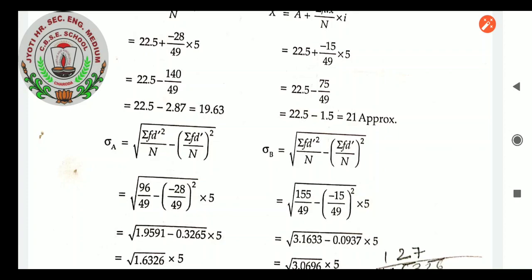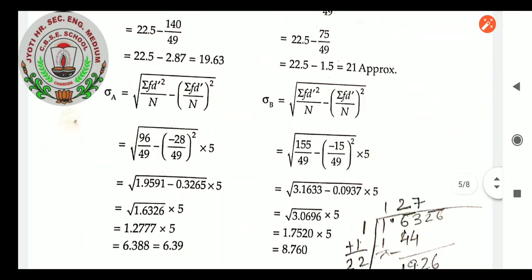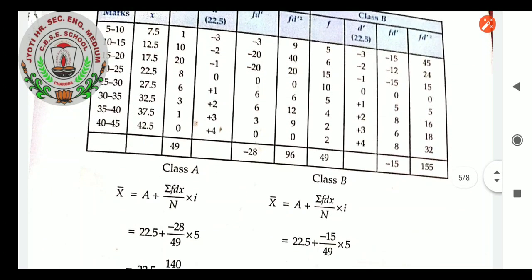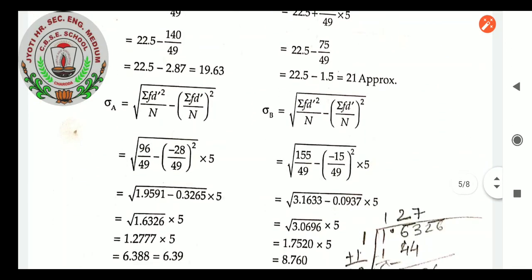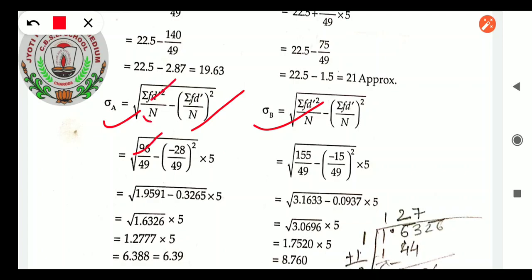So here we are getting the formula root over 96 upon 49. After substituting values of the table, 96 and 49, you can see it is calculated. We will substitute in the formula of standard deviation, the same formula we used in the earlier class. The same method has been calculated, students, step deviation method. Sum of fd square equals 96, 49 was the total. Sum of fd is minus 28, whole square, into 5. After taking root and subtraction we got this data.